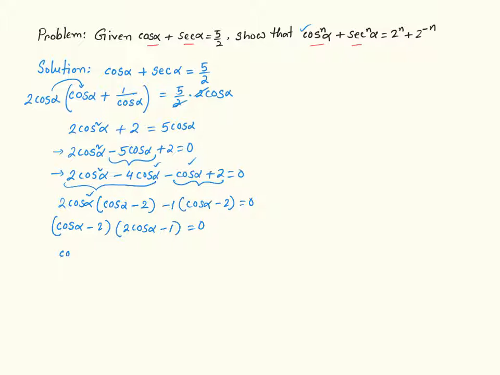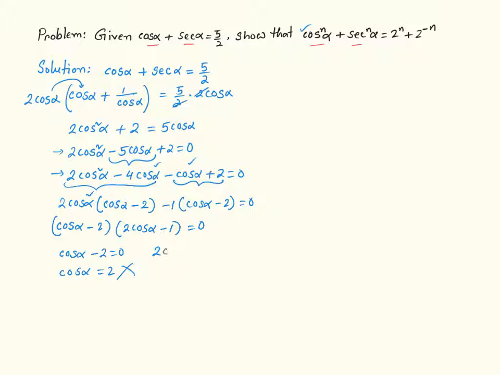So now cosine of alpha minus 2 is equal to 0. That implies cosine alpha is equal to 2. But this cannot happen because remember, sine or cosine values are restricted between negative 1 and positive 1. So this is positive 2, so it doesn't work. So this one is not acceptable.